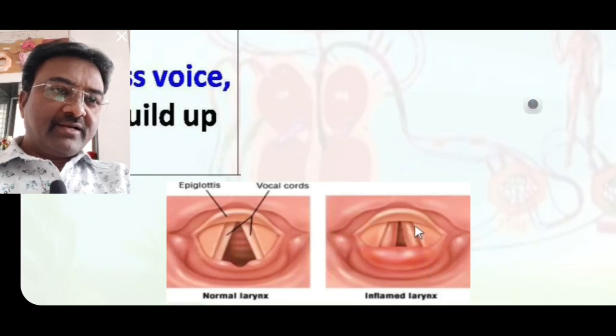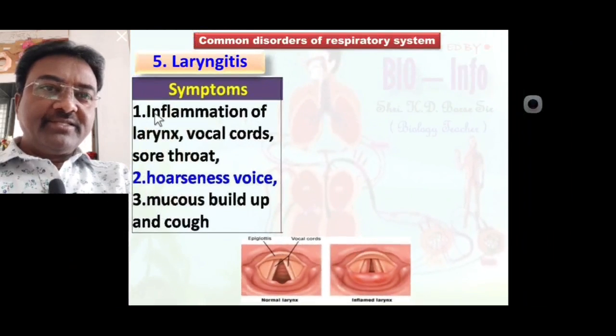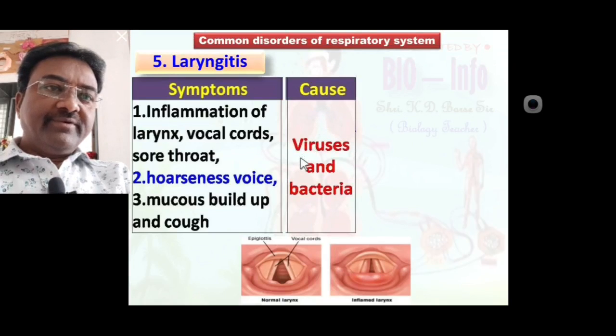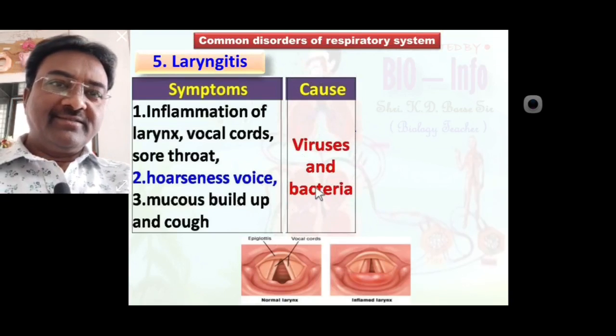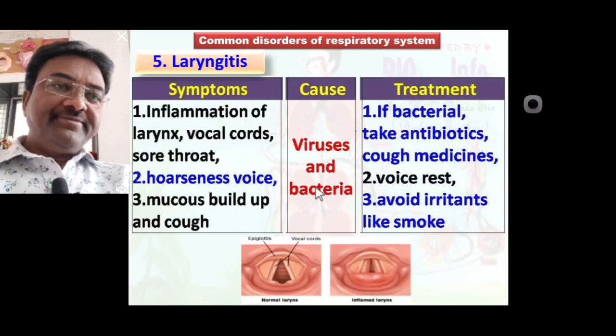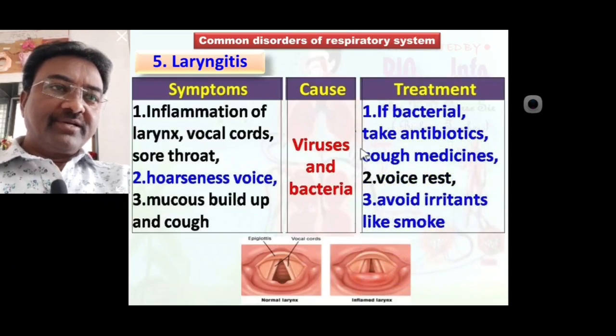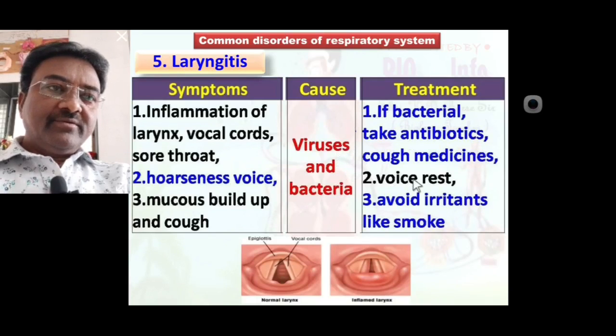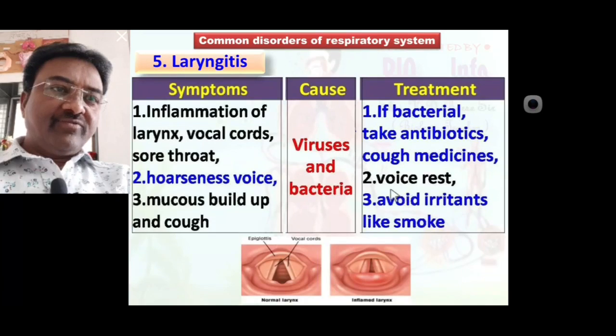Inflamed larynx, vocal cord, and epiglottis are inflamed, and due to inflammation of the larynx, vocal cord and sore throat, the laryngitis disorder occurs. Such laryngitis occurs due to viruses and bacteria. Means laryngitis is also a viral and bacterial disease of the respiratory system. How to treat laryngitis? If bacterial laryngitis, take antibiotics, most important. Cough medicine also. The most important treatment of laryngitis is voice rest.